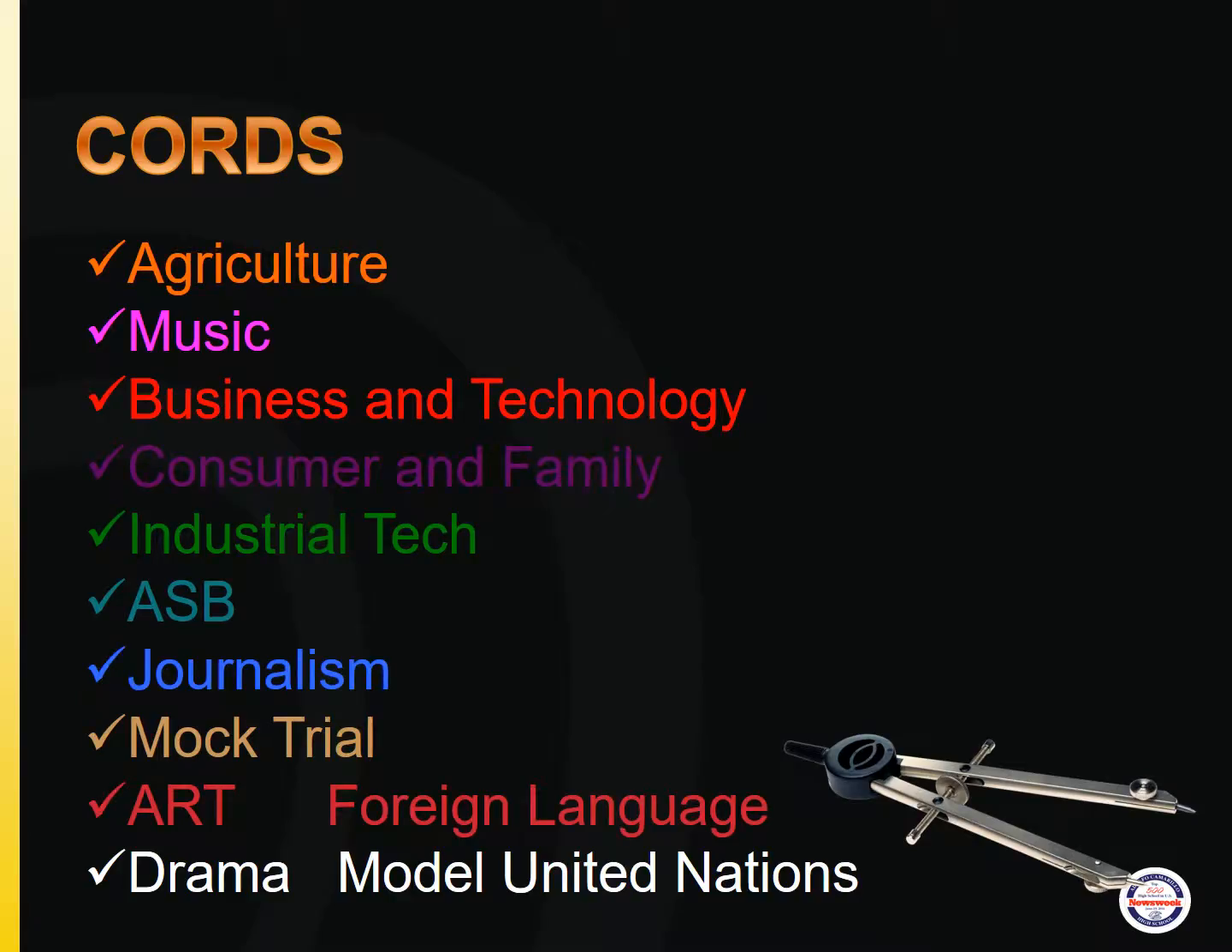Chords at Camarillo High School. This slide shows you the following chords that you can potentially get: agriculture, music, business and technology, consumer and family science, industrial tech, ASB, journalism, mock trial, art, foreign language, drama, and Model United Nations. If you're interested in achieving a chord, please make sure that you either see your counselor or the specific elective department.